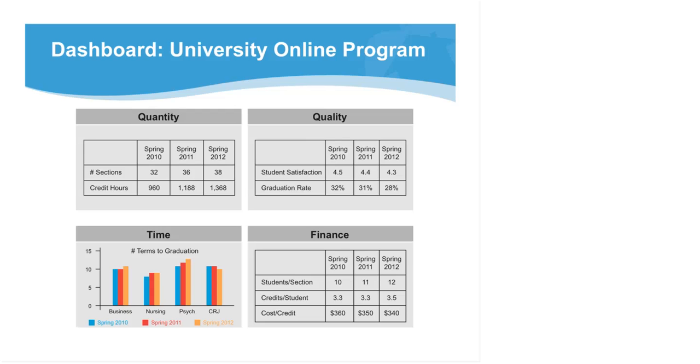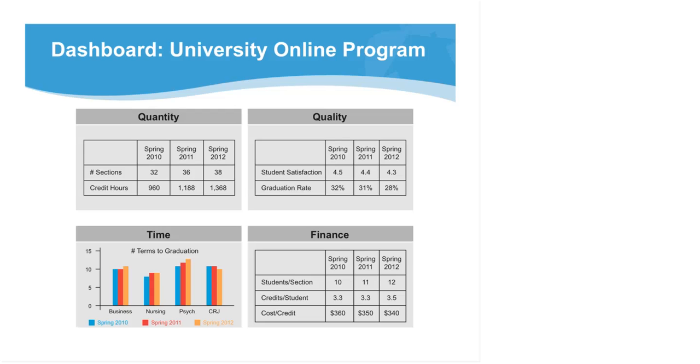In this case, the time metric I selected was number of terms to graduation, divided by 4 divisions or 4 programs in the operation. And you can see that there doesn't seem to be a consistent pattern. That some of them are going up a little bit, some down a little bit, but they're pretty consistent in terms of overall time to graduation.